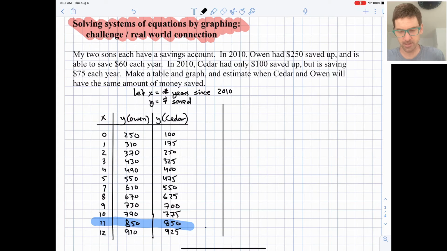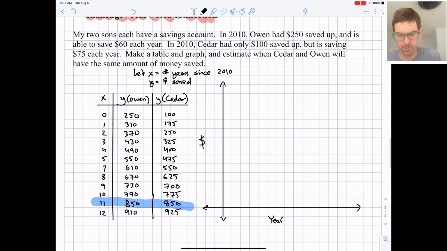all of our values are positive, so we only need a graph in our first quadrant. And we can call this year, and we can call that money. Okay, and so we're going to do a separate line for Owen and a separate line for Cedar. And I think the easiest way to graph this, well, let's set up a scale first. We'll go up, each square will be 1, but I'll only label every other to make things a little bit more efficient here. Looks like we have to go up to about 1,000, so I think we'll get there if we go up. Again, every square could be $100 here, but I'll just label every other.